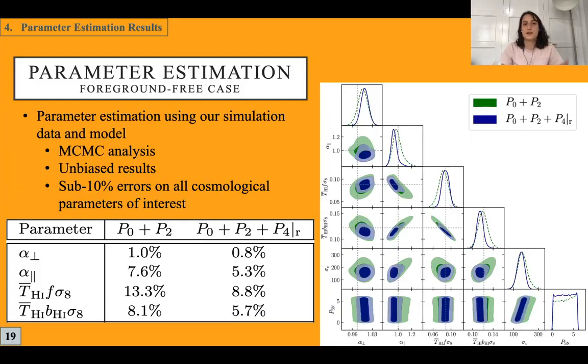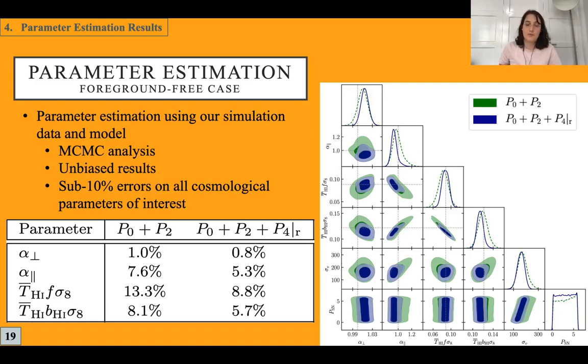So now let's combine all of that and try and run some parameter estimation. First we look at the foreground free case and we run an MCMC analysis using our simulated data, our model and our covariance matrix. And we find that we can get unbiased results for our cosmological parameters, meaning that we get back the actual fiducial cosmology of the simulation itself. So our model is good enough in this case.